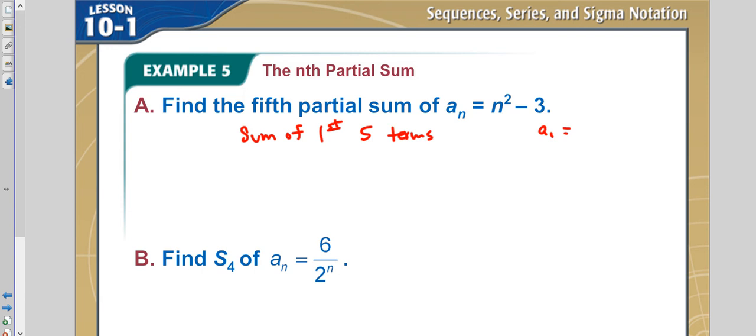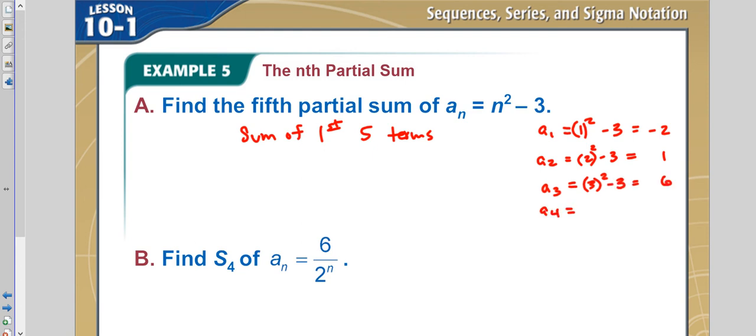So like a sub 1 would equal 1 squared minus 3. So 1 squared is 1, minus 3 equals negative 2. And so then we would take the second term, which is 2 squared, which is 4, and subtract 3 from that, we'd get 1. And then we take the third term, which is 3 squared, which is 9, minus 3 gives us 6. And then we take the fourth term, which is 4 squared minus 3. 4 squared is 16, minus 3 is 13.